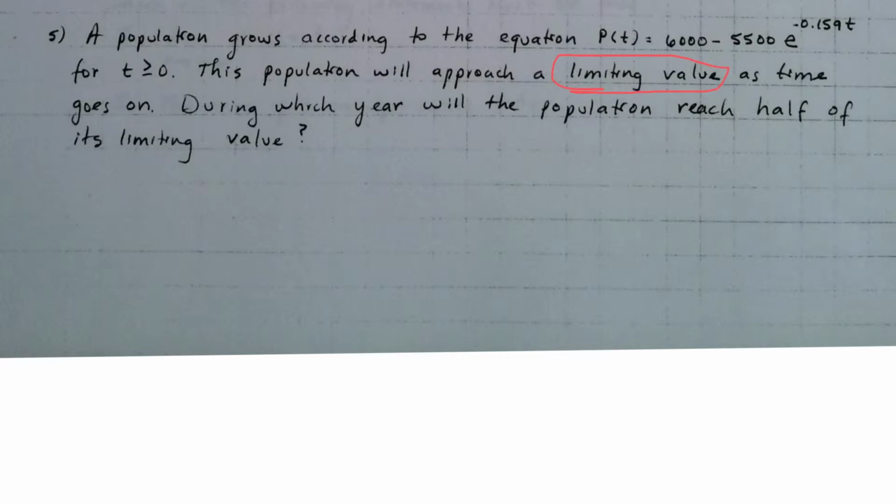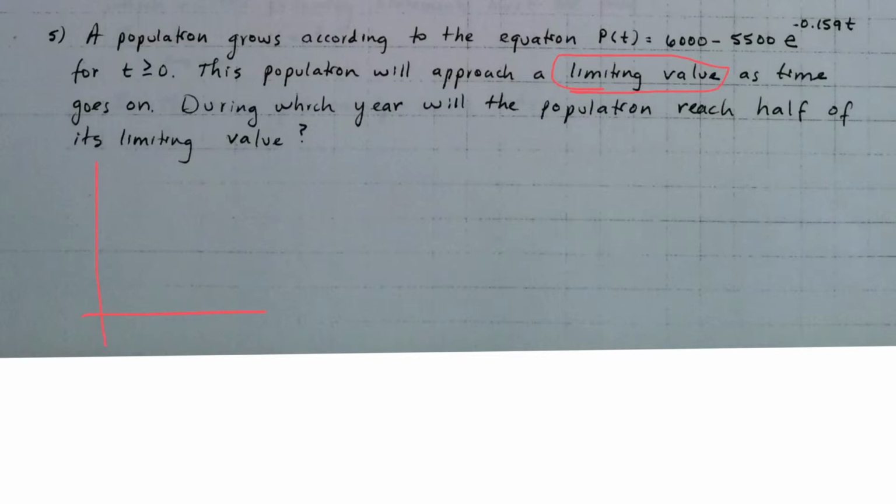And so you have a population given by the function, and then the question says, during which year will the population reach half of its limiting value? Before I can figure out when it reaches half of its limiting value, I want to know what is the limiting value so that I can get half of it. And to answer that question, you need to know the basics of population growth.